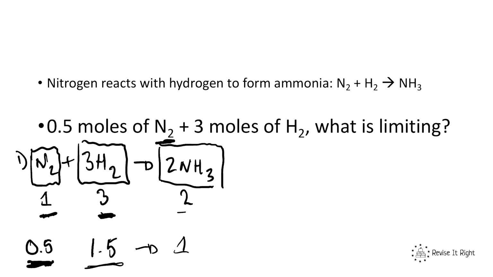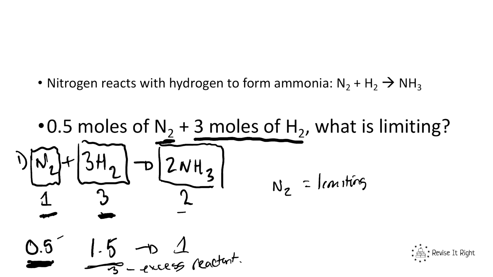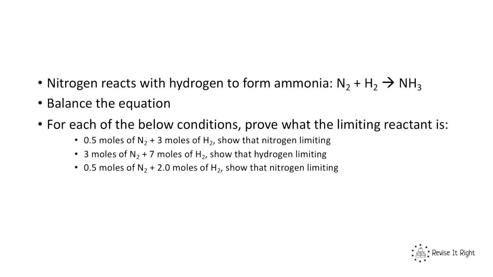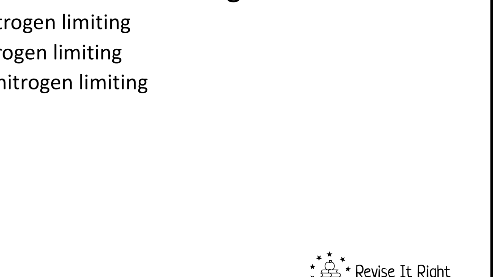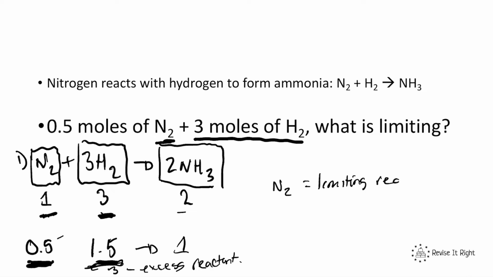In our question, we've got 3 moles of hydrogen. Now that is too much. We don't need that amount of hydrogen, which means that is our excess reactant. And therefore, nitrogen is going to be our limiting reactant, because we've got more hydrogen than we need. Therefore, we're going to run out of nitrogen first. So nitrogen is going to be the limiting reactant.